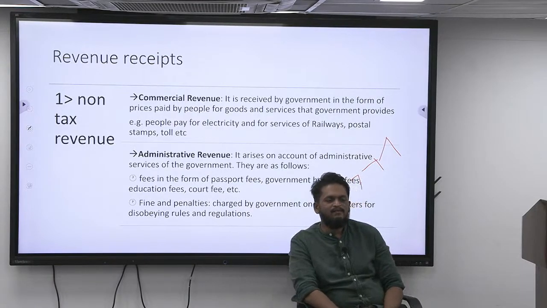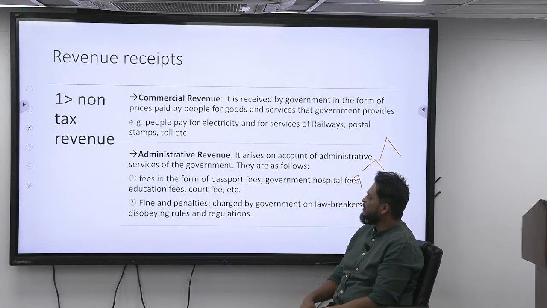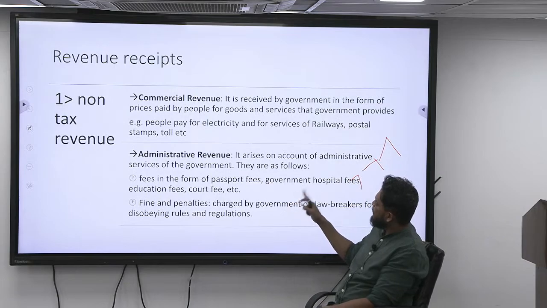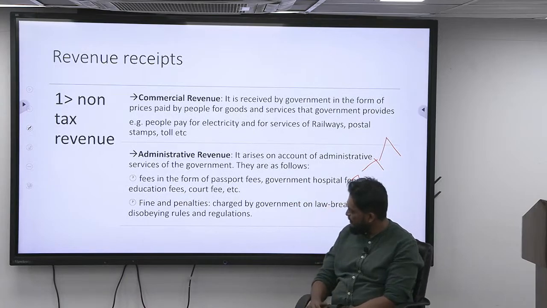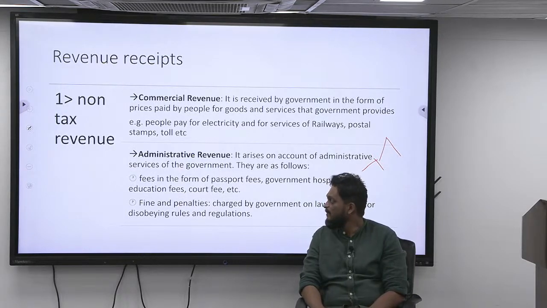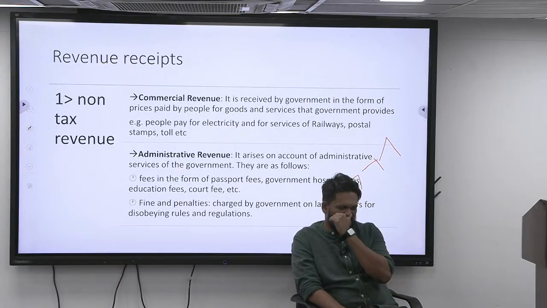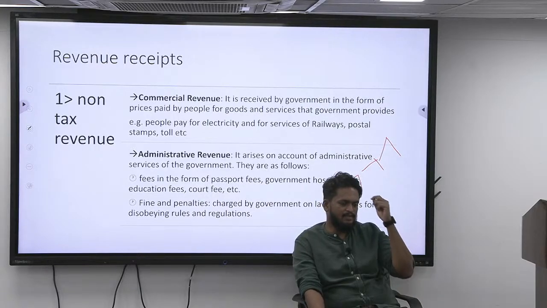Then government has classified some things by itself clearly as administrative revenue, and those are all examples of administrative revenue. It arises on account of administrative services of government. Fees in the form of passport fee, government hospital fee, education fee, court fee, fines and penalties on lawbreakers for disobeying rules, regulations, etc. You understood this? All these are examples of administrative revenue. So we cannot easily draw a line between what is commercial revenue and administrative revenue everywhere, because we have to identify whether it is a proportional service. So that is why government itself has clearly defined what will come under administrative revenue and what will come under commercial revenue.